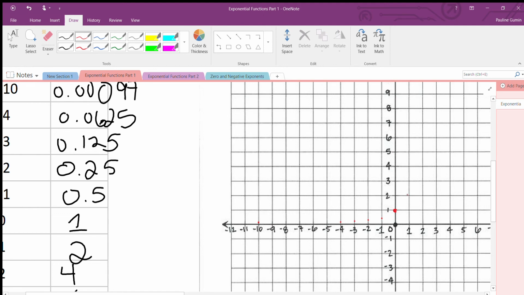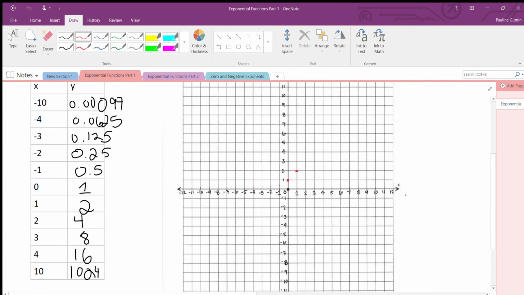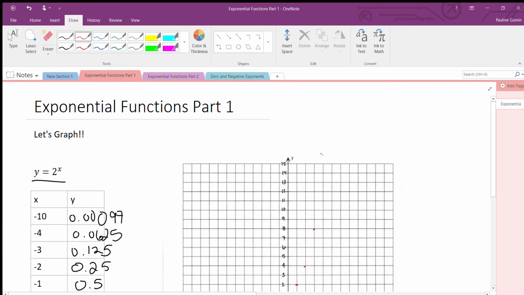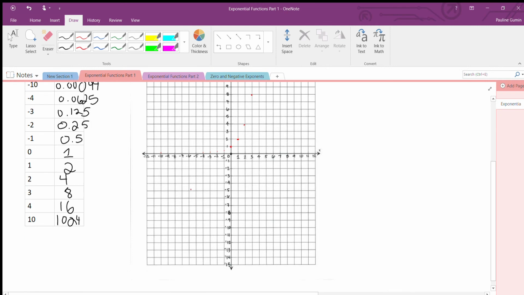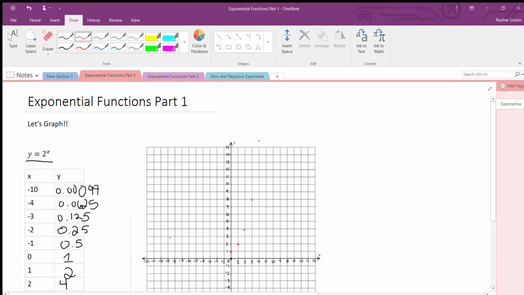1, 2. I'm going to zoom out since I don't have to go that close. 3, we have 8. Oh, I skipped 2. My bad. At 2, we have 4. At 3, we have 8. At 4, we have 16. Let's put a dot there. And I definitely cannot fit 1024 on my graph, so I'm just going to use an arrow to represent this.